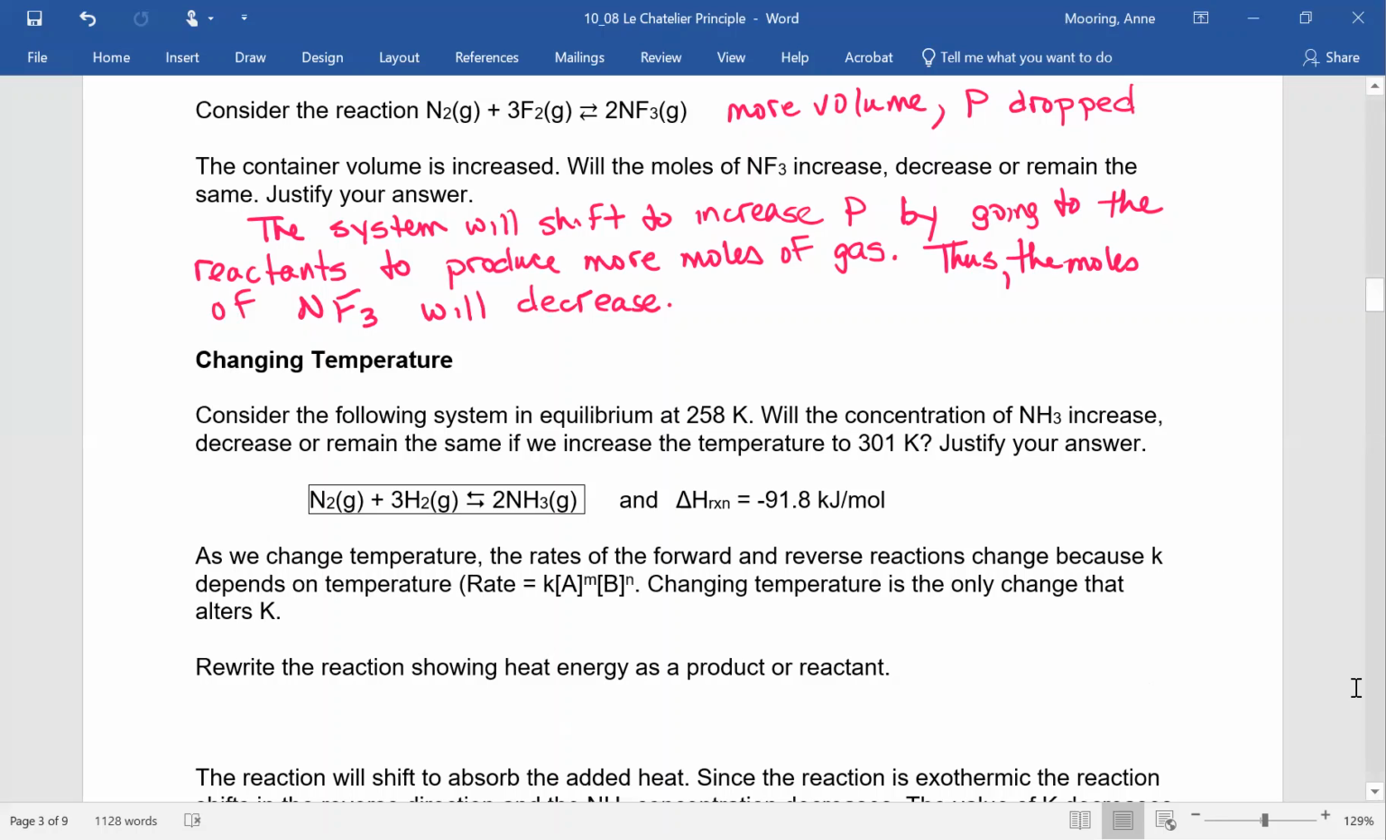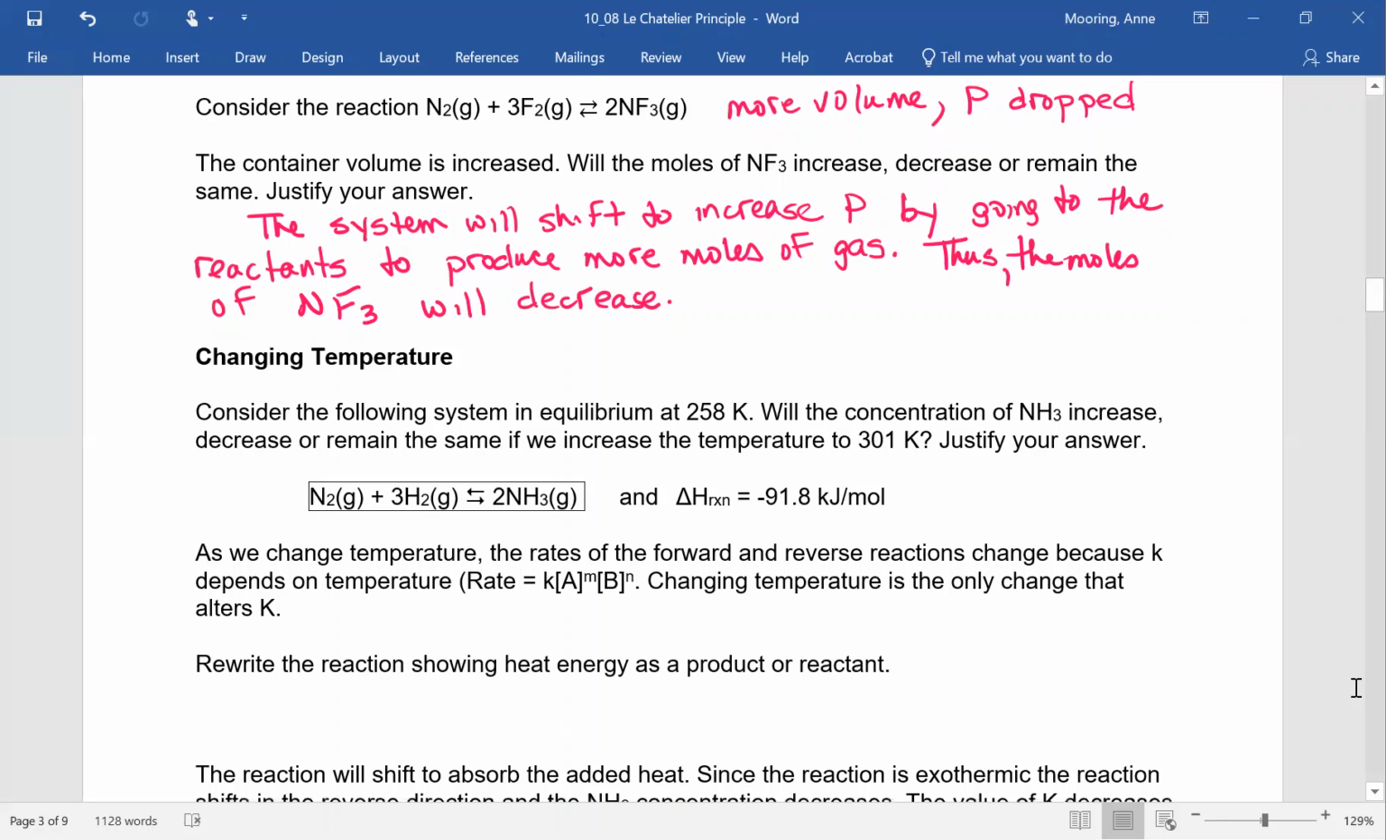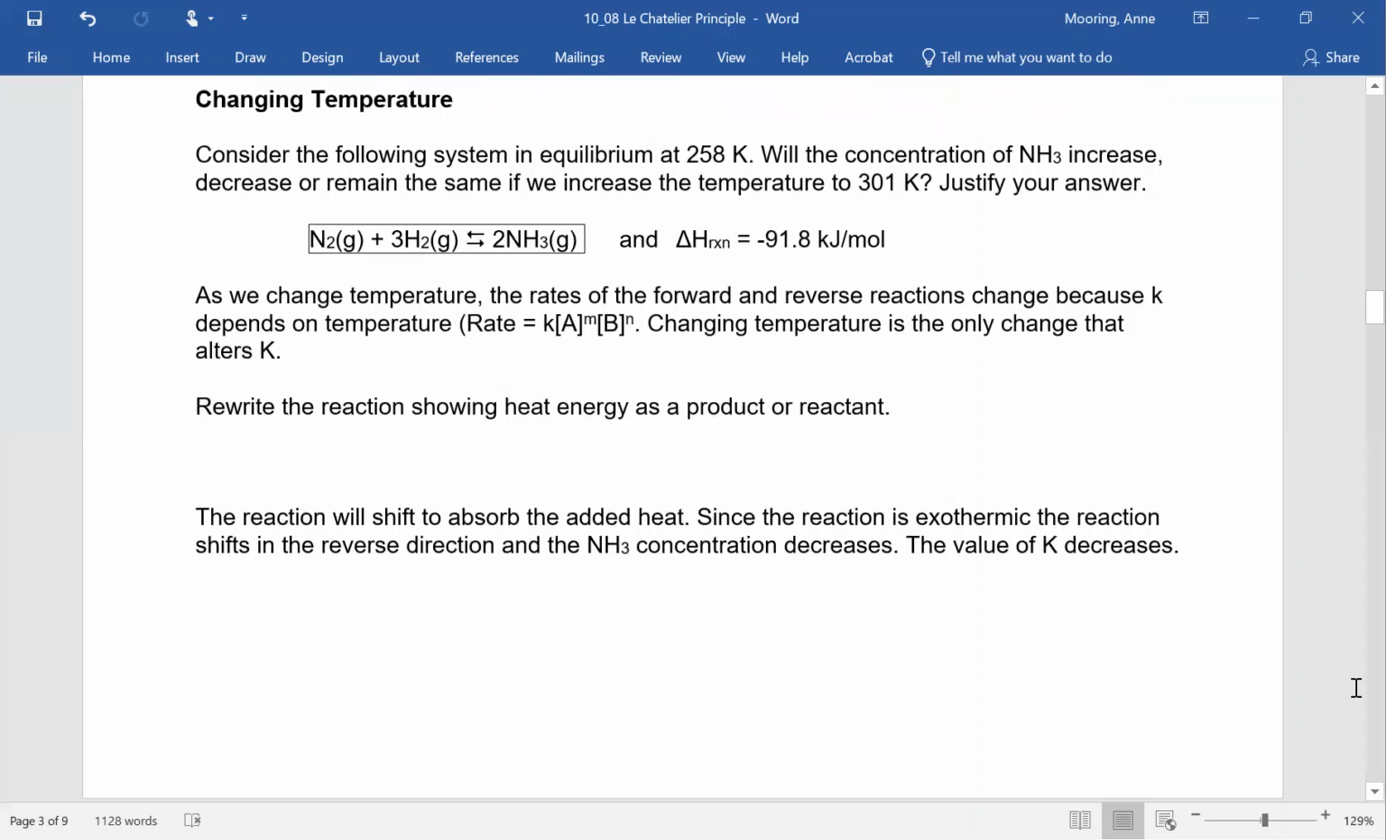All right, let's go ahead and just keep going on changing temperature. Consider the following system in equilibrium at 258 K. Will the concentration of NH3 increase, decrease, or remain the same if we increase the temperature to 301 K? Justify your answer. So here's our reaction. N2 plus H2 makes 2NH3, and we're told that our delta H of reaction is negative 91.8 kilojoules per mole. This is exothermic. Heat is produced.